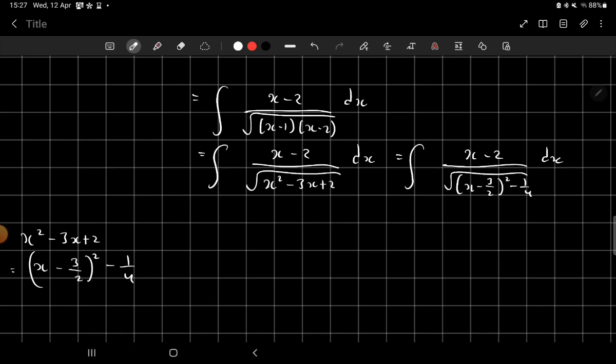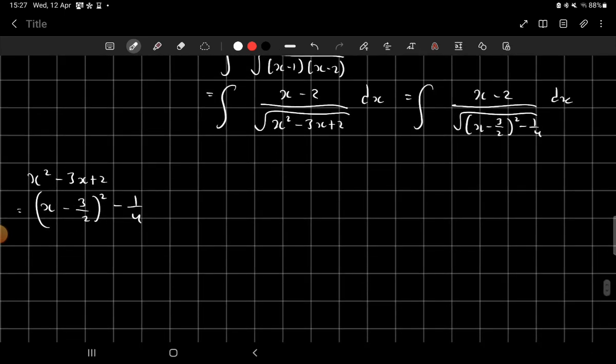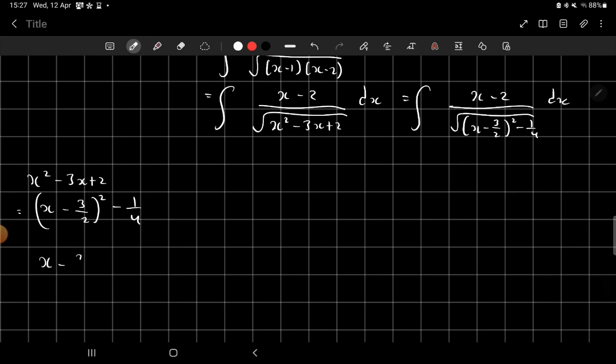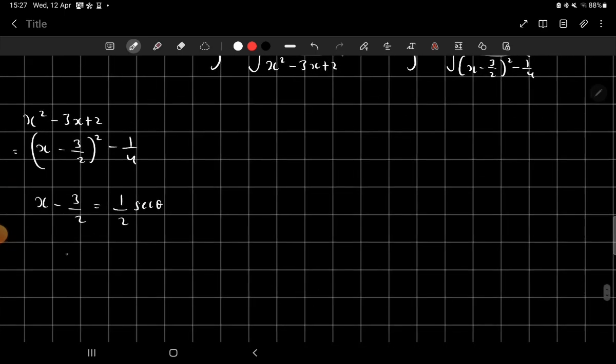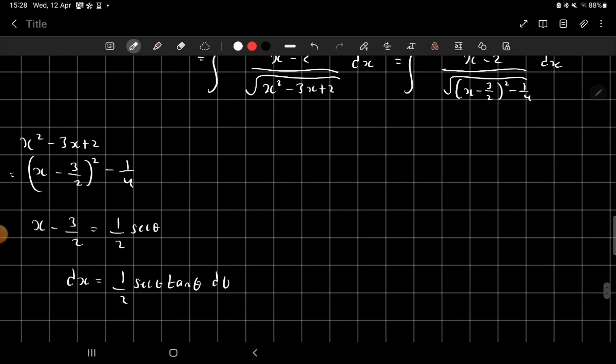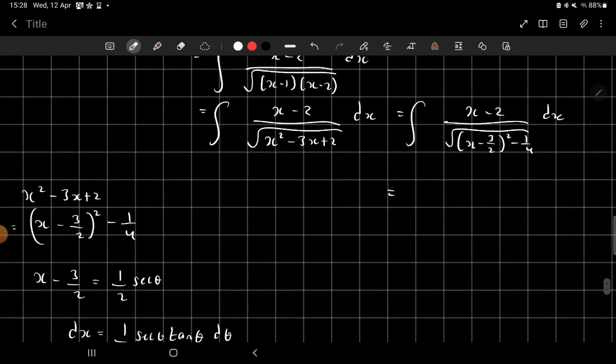Now what are we going to do? Well, there are many ways if you want to continue with the next step, but I'll be using the trig substitution. So I'll be substituting x minus 3 over 2 with 1 over 2 secant theta. So let me write down here. So x minus 3 over 2 is equal to 1 over 2 secant theta. And when we take the derivative, it will be 1 over 2 secant theta times tangent theta d theta, sorry.